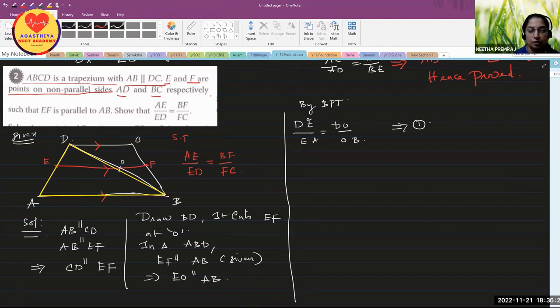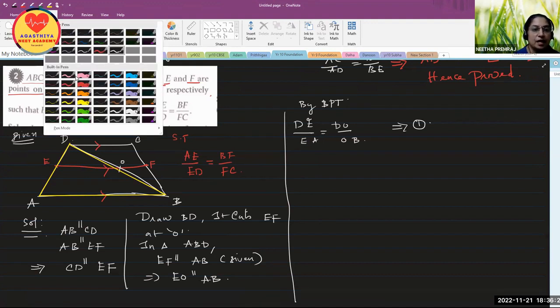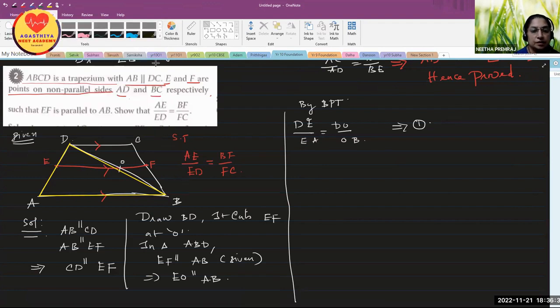Now I consider the triangle BCD. Consider the triangle BCD.